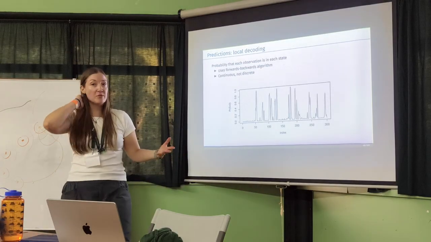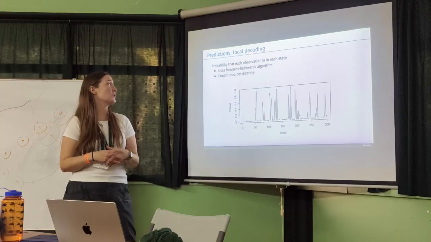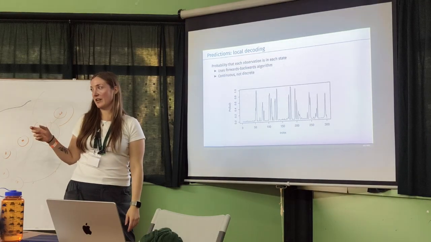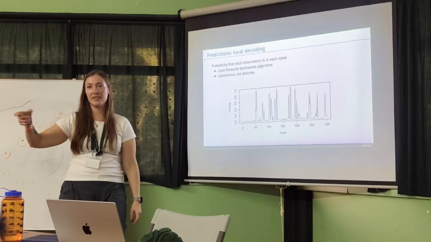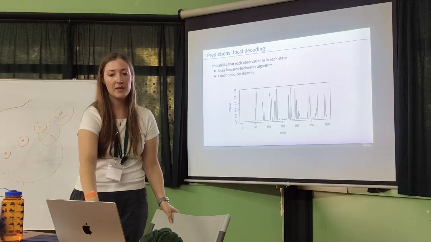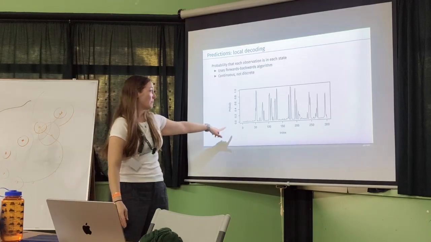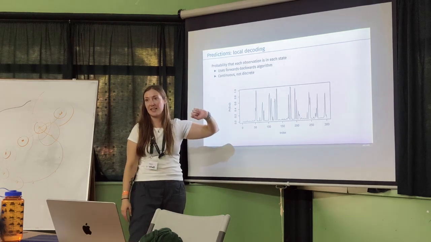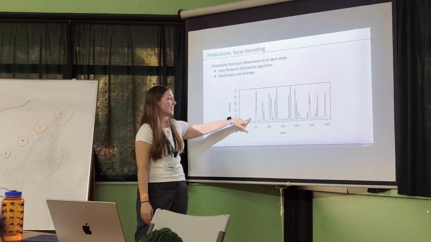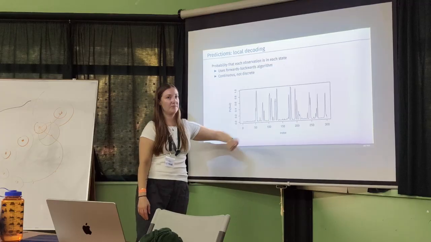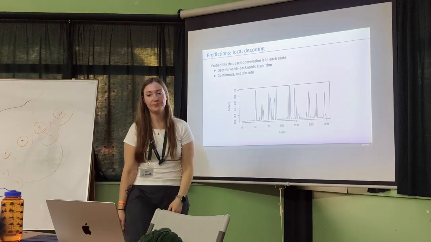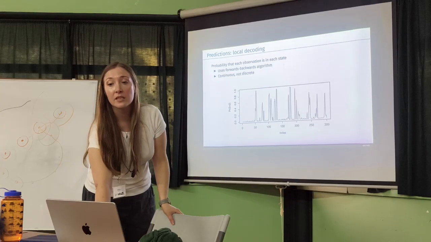Another option is to use local decoding. And so this is going to give you the probability of being in each state for each observation. So you're going to have as many probabilities as you have states. And so this is going to be some continuous measure from 0 to 1, not just either state 1 or state 2. It's going to give you the probability for each. So this is just showing the probability of one state over the time series. The horizontal axis is the time.